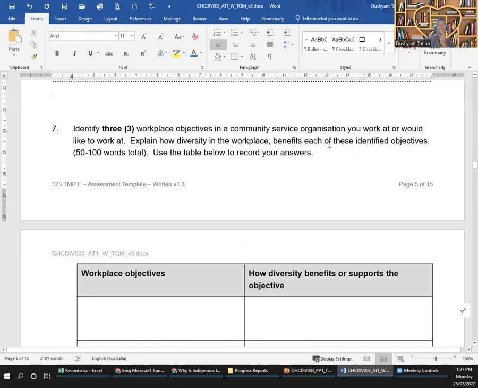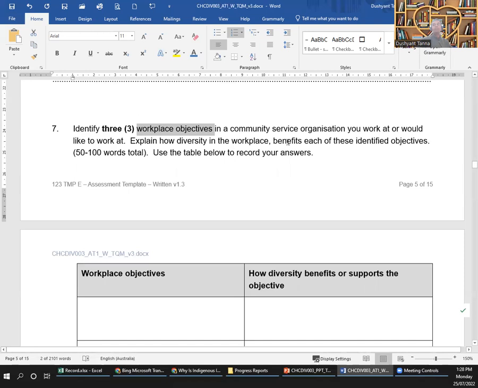Identify three workplace objectives in a community service organization you work at, or would like to work. Let's say you are working with some rural training center, RTC, but you want to work with a bigger national institute or with SINU, Solomon Island National University, because you have good experience. Then you can talk about SINU's work objectives. Or you're working with a telecom, but you want to go to a higher telecom company. Then you can talk about either where you're working or where you wish to work.